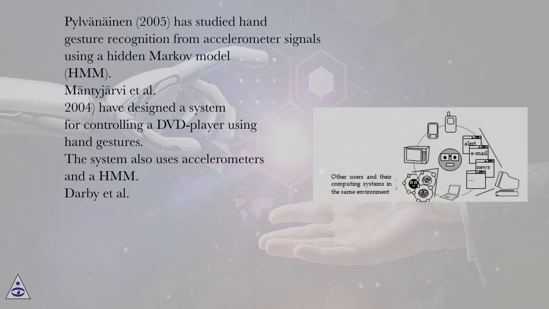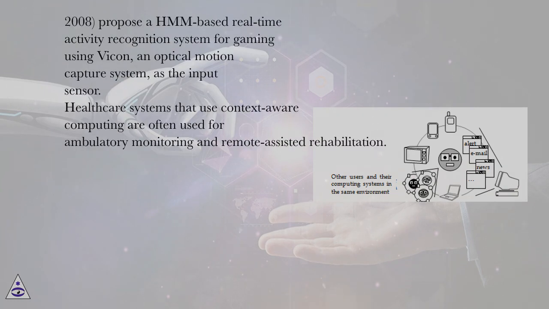Pylvänäinen, 2005, has studied hand gesture recognition from accelerometer signals using a hidden Markov model, HMM. Mäntyjärvi et al. 2004, have designed a system for controlling a DVD player using hand gestures. The system also uses accelerometers and an HMM. Darby et al. 2008, propose an HMM-based real-time activity recognition system for gaming using Vicon, an optical motion capture system, as the input sensor.